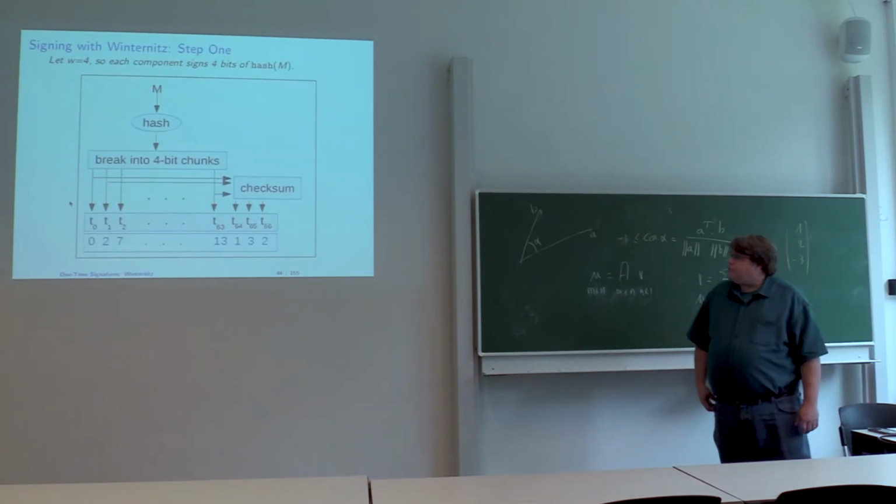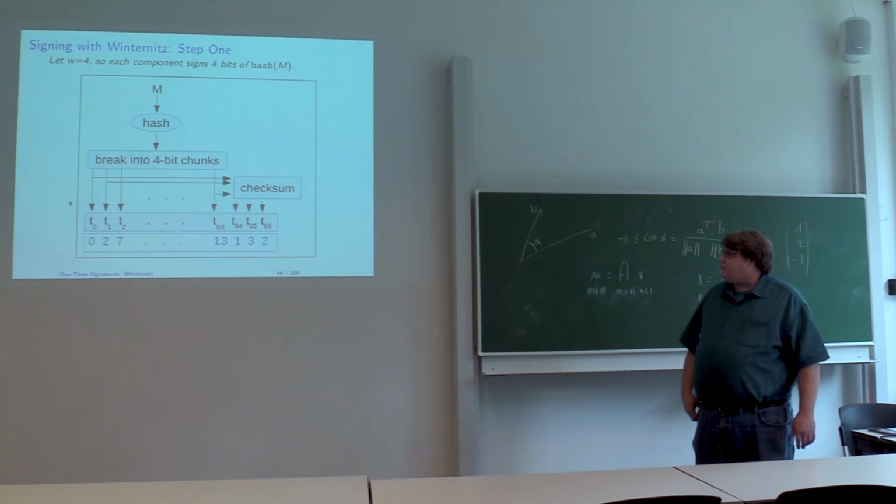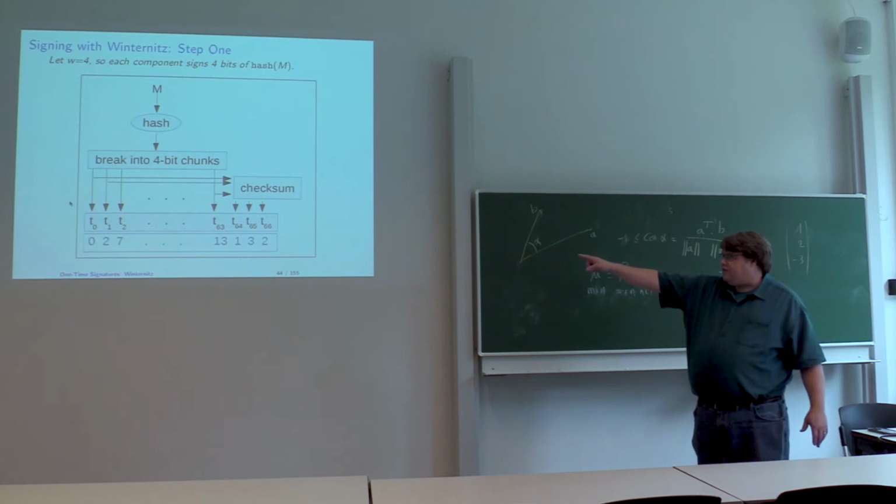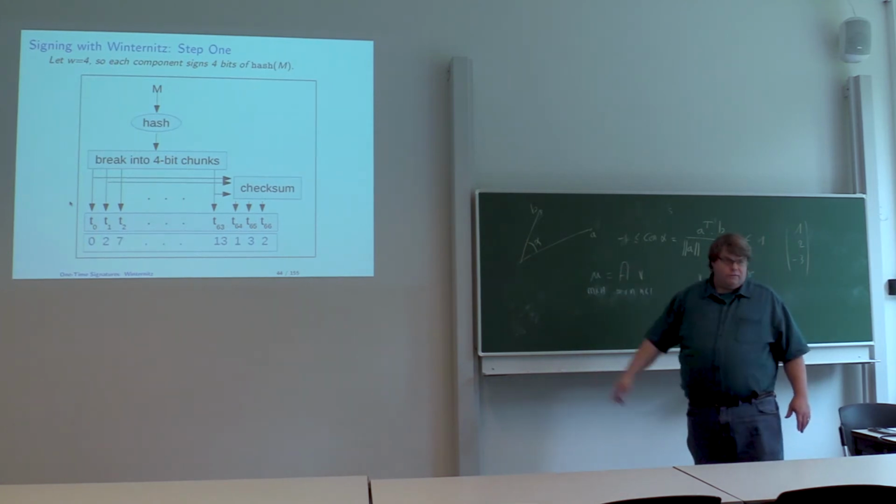So when signing with Winternitz, the first step is we take the message, hash it, break it into 4-bit chunks, and compute our checksum. And then we get a base, in this case a base 16 number, right?